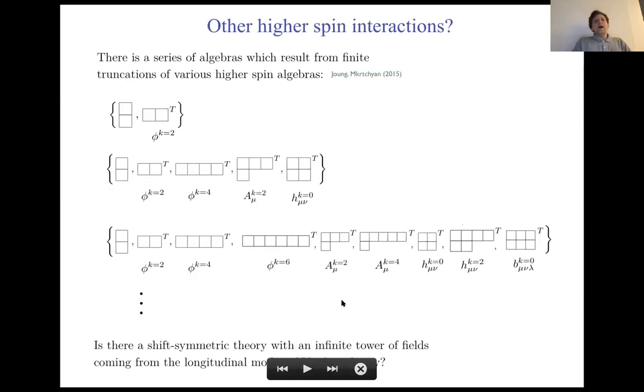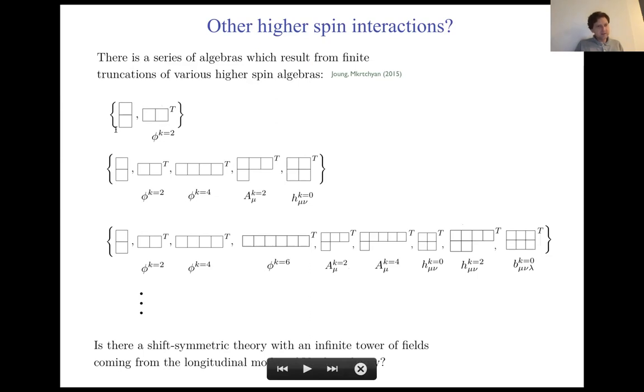Okay, so as far as classifications of the algebra are concerned, we have reason to suspect that there are other non-trivial theories that are out there just based on the algebra. So there was this paper a few years back by these people where they were looking at various higher spin algebras, and there are certain truncations that appeared in these higher spin algebras. So what we're looking at here is a sequence of algebras. So each line here is its own kind of algebra that closes on itself.